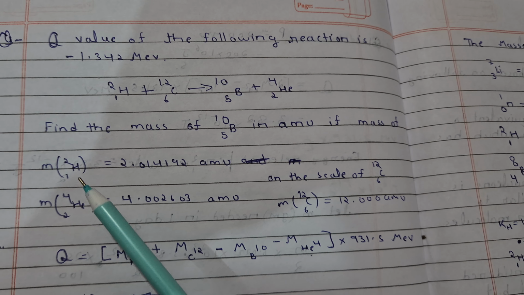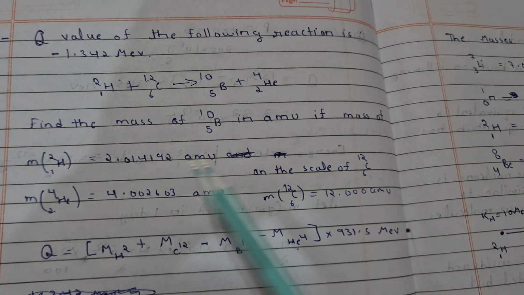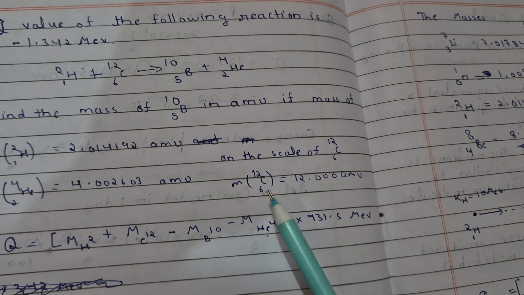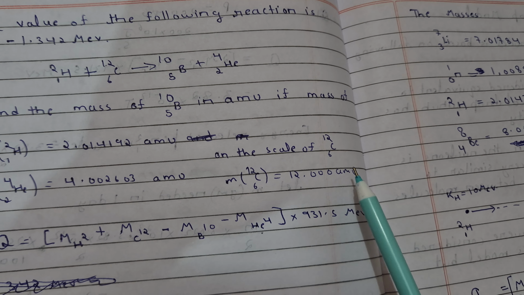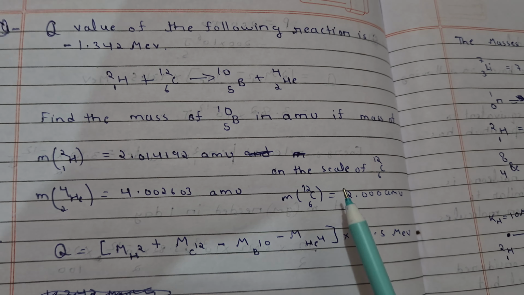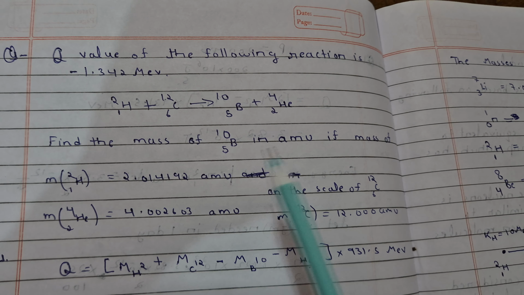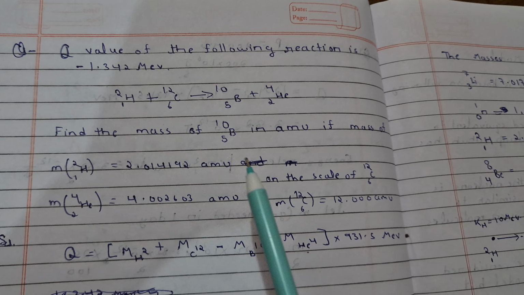If the mass of 2He4 is given on the scale of 6C12, what is the meaning of this scale? That means the mass of 6C12 will be simply 12.00 AMU. So these three masses are given, so just find the difference of masses, and that must be equal to the Q value, and you can find the mass of this.